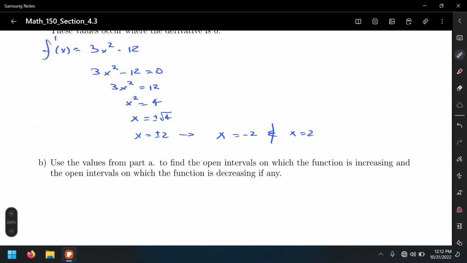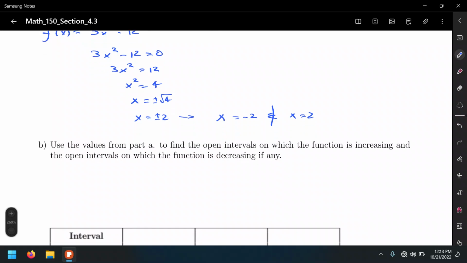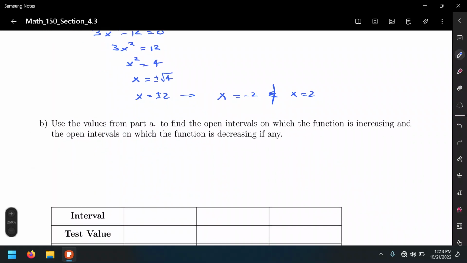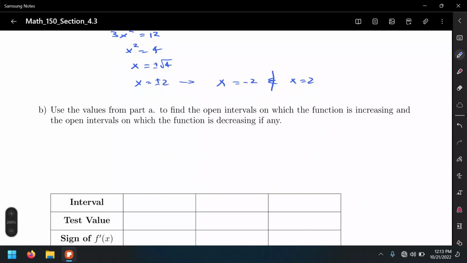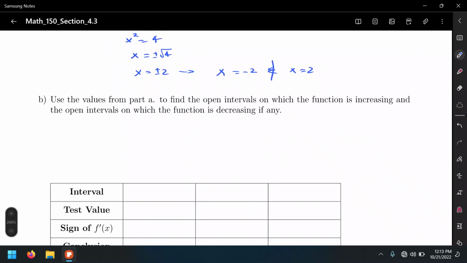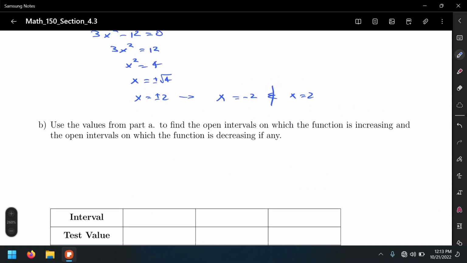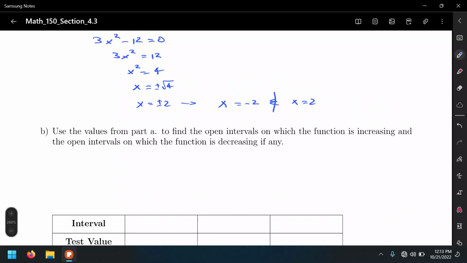So this is something, again, that we did back on Monday, finding critical values. But we used that just to find absolute extrema on a function that is defined on a closed interval, not at its entire domain. So we're going to do the following. We're going to use the values from part A to find open intervals for which the function is increasing, and the open intervals on which the function is decreasing, if any. All right? So this is what we do.